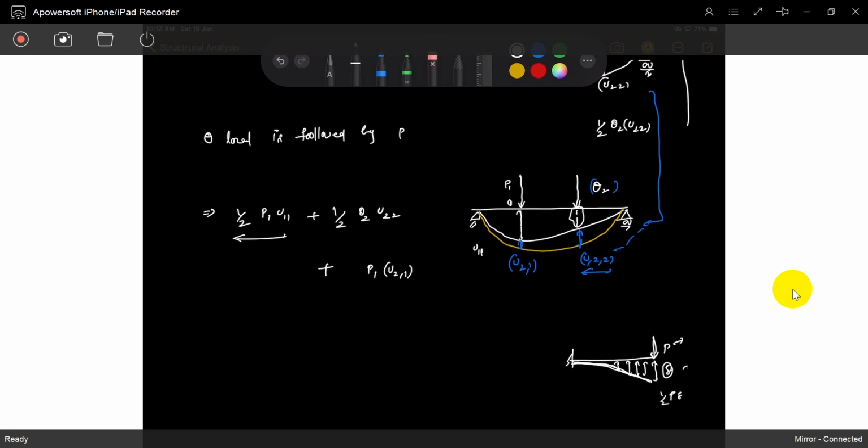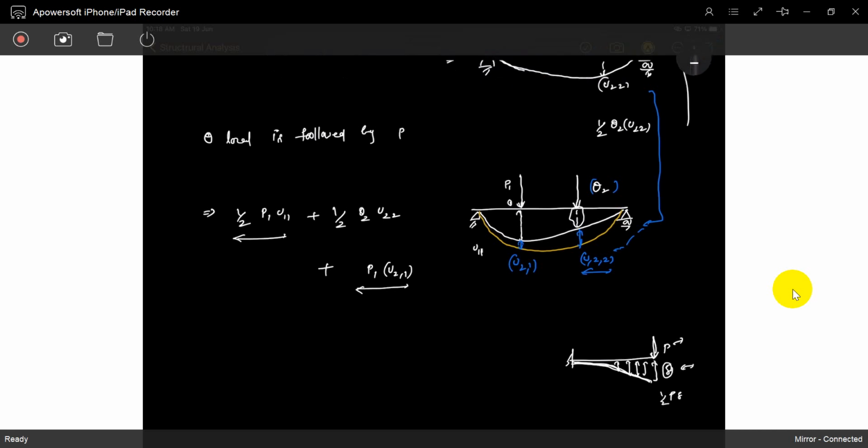Force and the deformation in the direction of the force we have to take, P into gamma, that is the work done. So next, is there a half factor or not? No. Why? Because the load P is already there. There is no gradual increase of the load. P is already there, so total P is there. So that's why there is no half. So P1, Q21.